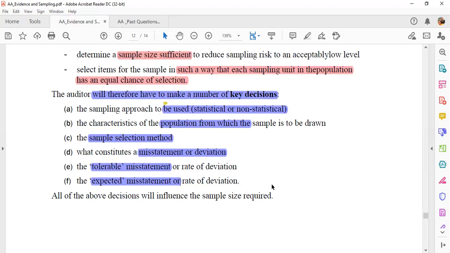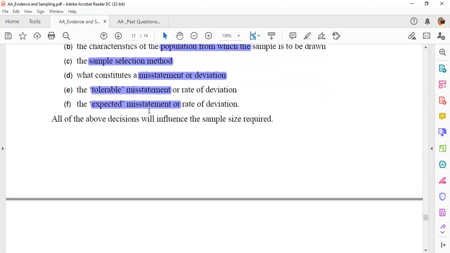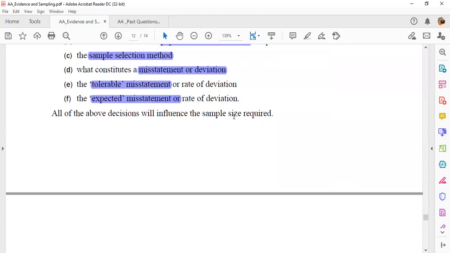Please, these are key decisions that the auditor needs to make. Please don't forget this: the sampling approach, the characteristics of the population, the sample selection method that you are using, what constitutes a misstatement, the tolerable misstatement, and your expected misstatement or rate of deviation. All of these decisions will influence your sample size. So you have to be very, very careful when making some of these decisions during your audit process.